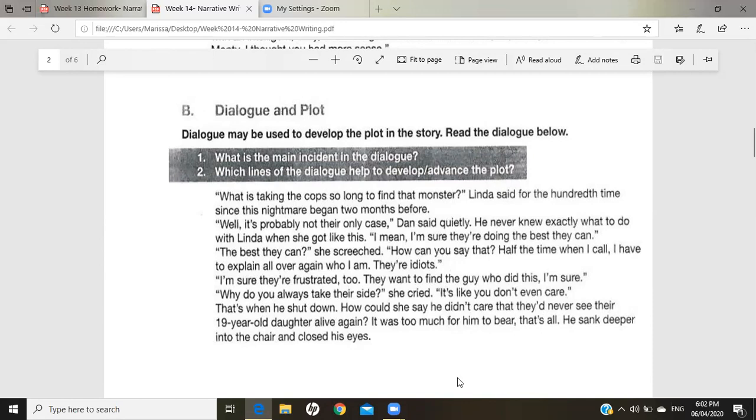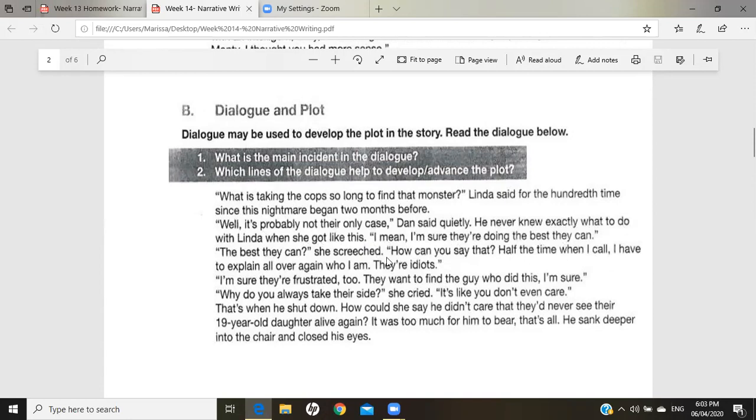What is taking the cops so long to find that monster? Linda said for the 100th time since this nightmare began two months before. Well, it's probably not their only case, Dan said quietly. He never knew exactly what to do with Linda when she got like this. I mean, I'm sure they're doing the best they can. The best they can? she screeched. How can you say that?